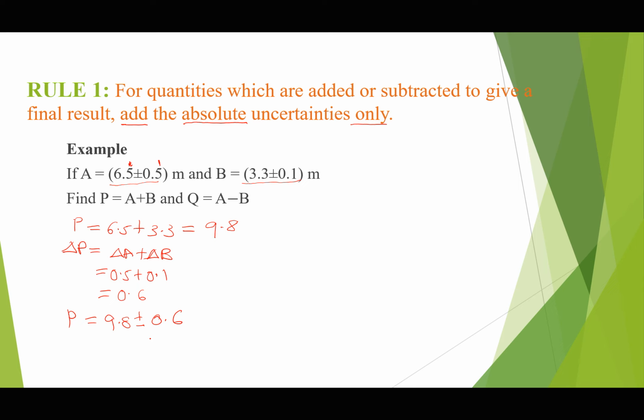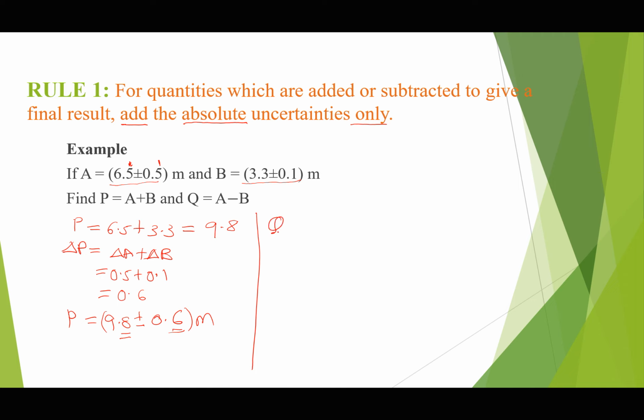I want you to note, uncertainties are good enough to one significant figure, and the number of decimal places of the absolute uncertainty should be the same as the number of decimal places of the true value. Of course, if I have added the quantities, it is only because they have the same unit. I can't add or subtract quantities with different units. So that was for P. Let us see Q.